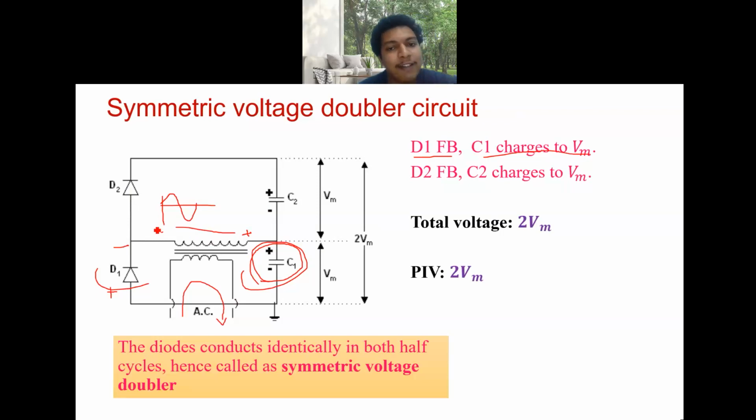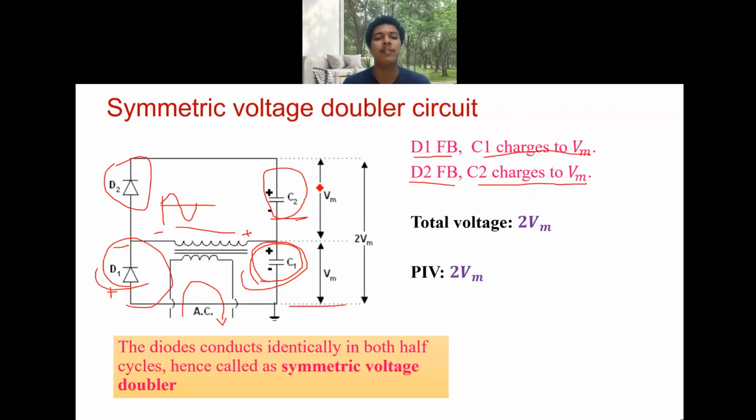Now in the next half cycle, what will happen? Your D2 will be forward bias because it is connected the other way. This one is connected one way and this is connected the other way. So in any half cycle, one of the diodes should be forward bias. In the second half cycle, your D2 is forward bias, and your C2 will get charged to plus Vm. If you take the output between this point and this point, you will get the voltage doubler circuit. You are getting the voltage multiplication here. Your total voltage will become 2Vm.